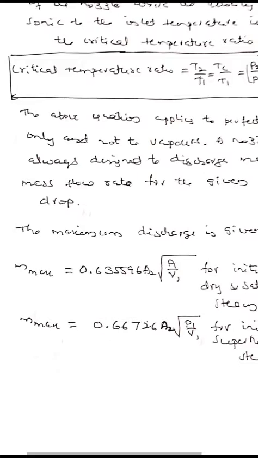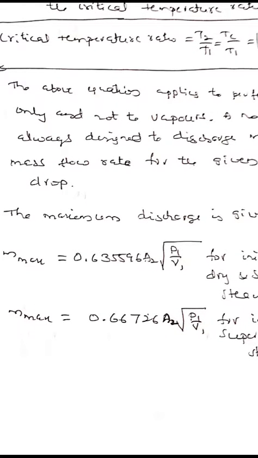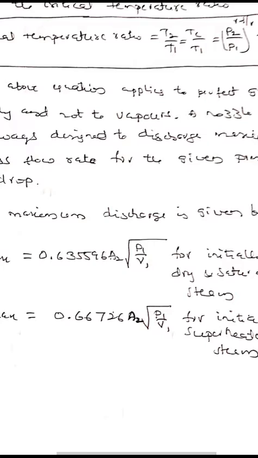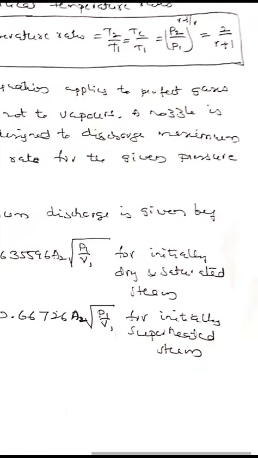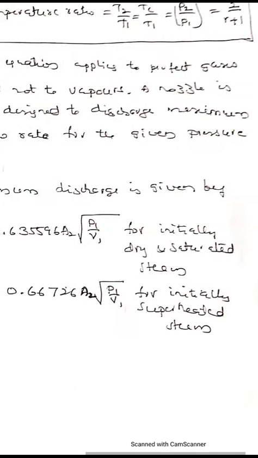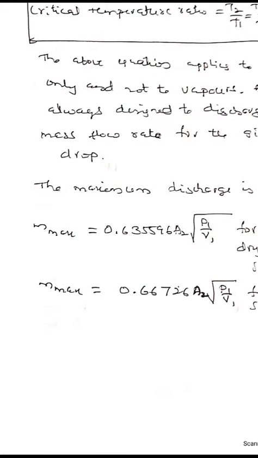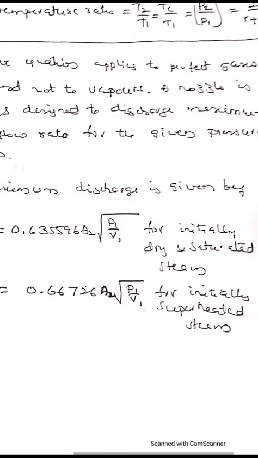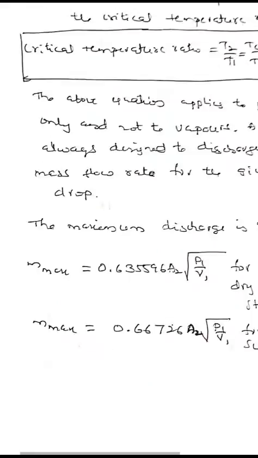Then we want maximum discharge. For getting maximum discharge, substitute the value of critical pressure ratio in the expression for mass flow rate. You will get the maximum discharge. m max equal to 0.635596 A2 root of P1 by V1 for initially dry saturated steam. For initially superheated steam, m max equal to 0.66726 A2 root of P1 by V1.